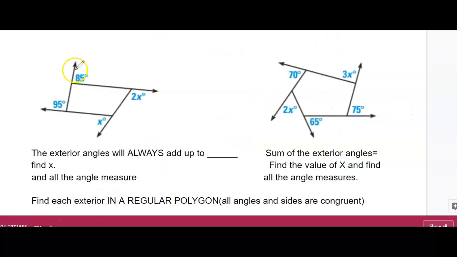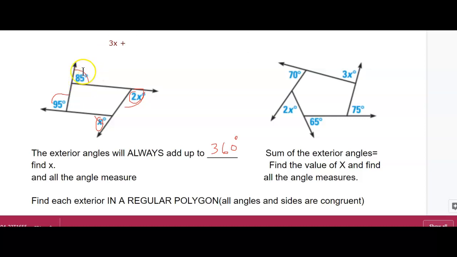So let's practice that theorem. It said that all of these angles are going to add up to, what did we say? Good. They're always going to add up to 360. Nothing else. So that means 95 plus 85 plus 2x plus 2x equals 360. Let's do that the same way. Add up your x's first. 1x plus 2x, what is that? 1x plus 2x is, good, 3x.